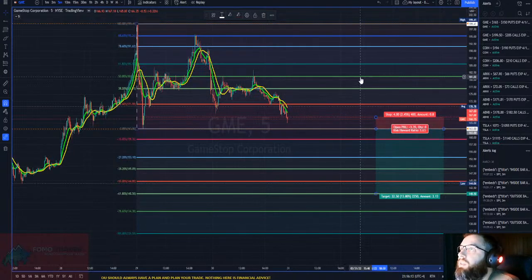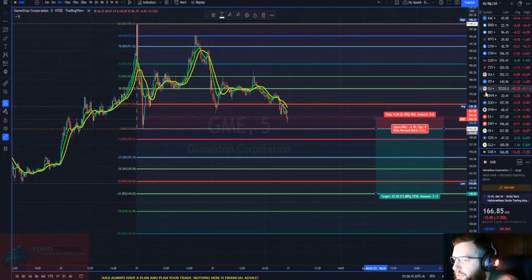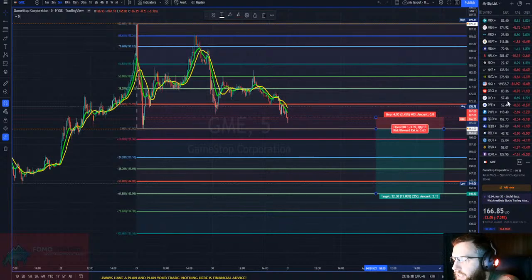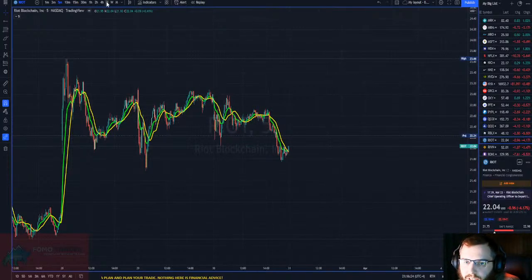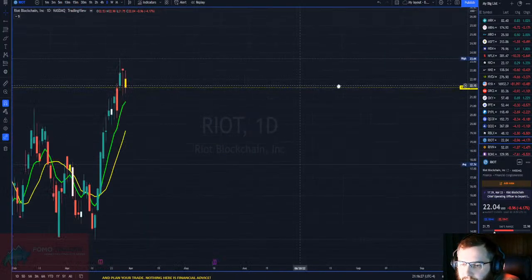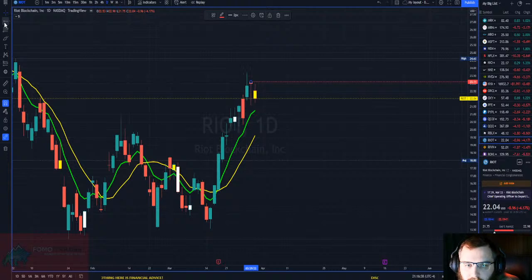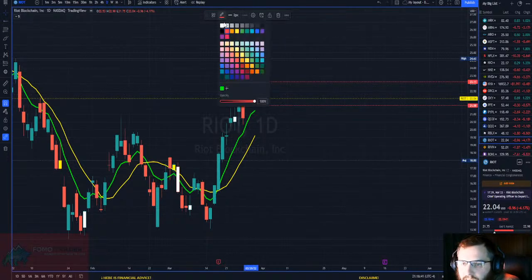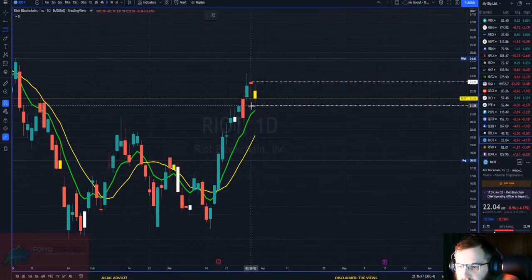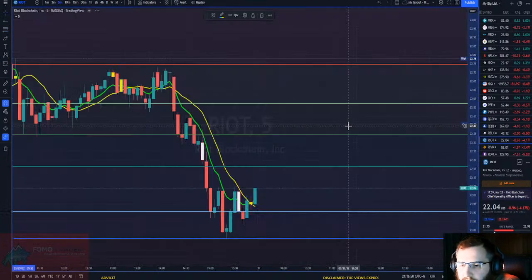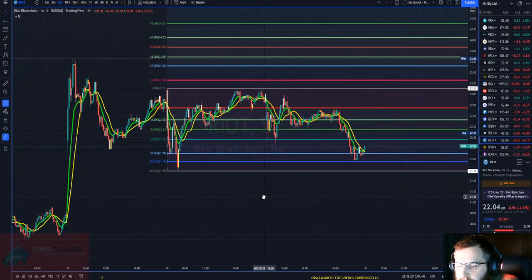Two more we're going to look at, both inside bar setups as well. We have RIOT, which is also another one that runs with Bitcoin. So we'll come over here to the daily. See that we've got an inside bar, inverted hammer, so map the high and the low. Then we're going to draw our fib from the low to the high. We're going to come over here to our 5 minute and look at these levels.